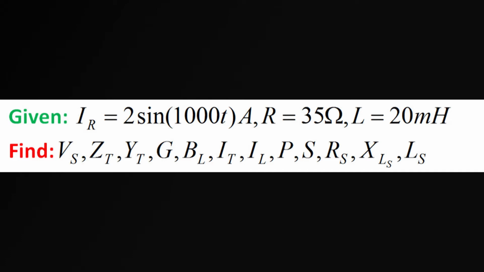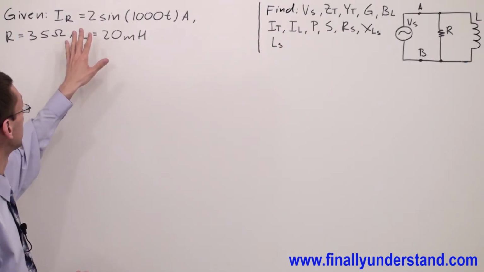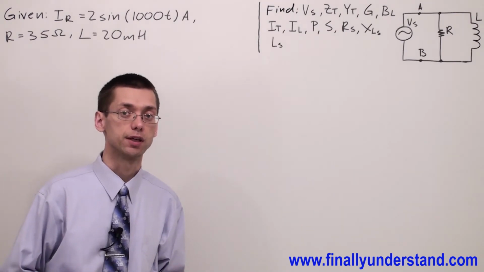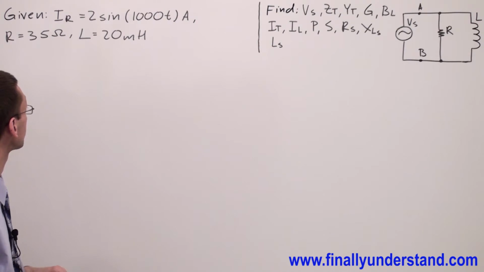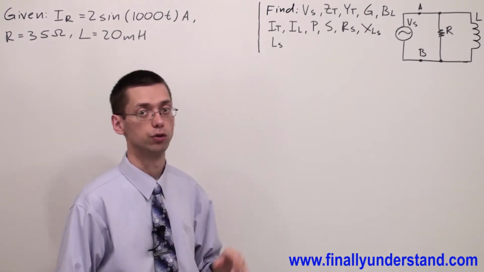Let's take a look at this example. Please notice that this time we have given current, but the current is expressed in the form of a sinusoidal equation. Also, please notice that we have given resistance and inductance. We have to find a voltage source.